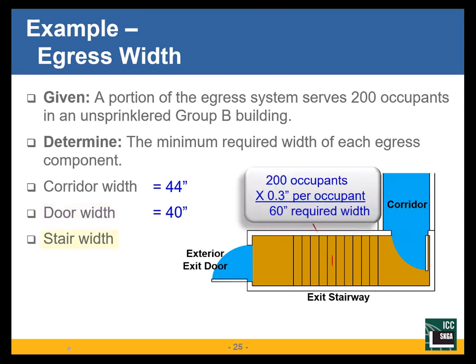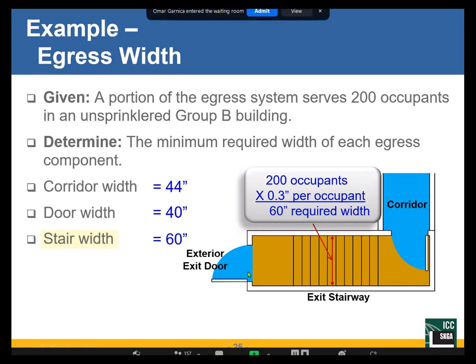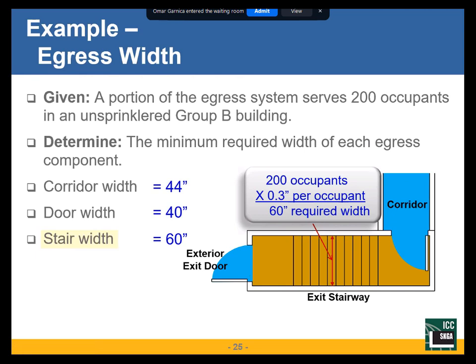But in between there, I've got a set of stairs. When I'm on the stairs, I have a different factor, 0.3 inches per person, and I come up with 60 inches. So on this exit, I've got a corridor width of 44 inches here, 40 inches in the door, 60 inches in the stairway, 60 inches in the landing, because the landing has to be as wide as the stair. But when I get back down to this exit door, I'm at 40 inches because now we're back on a flat or level surface and we're moving at the 0.2 inches per person.